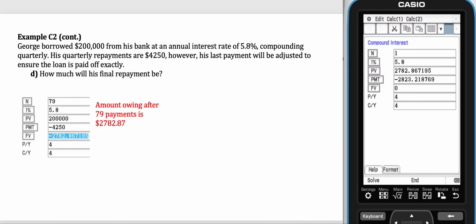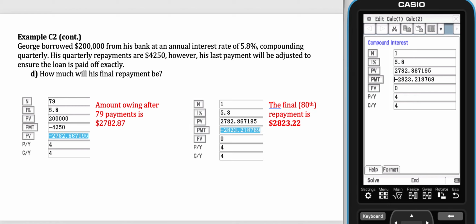So a pretty tricky question when you've got to work out the final payment. But the idea is you would do it in two steps. We knew that he had to make 80 payments. We worked out what was owing after 79 payments. Then we flipped a few things around in Finance Solver to calculate the size of that final repayment.